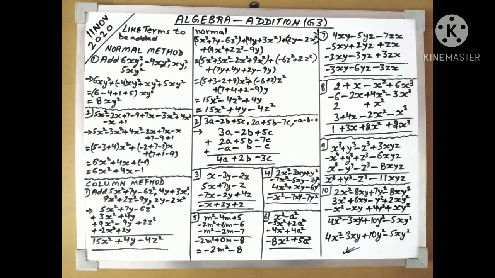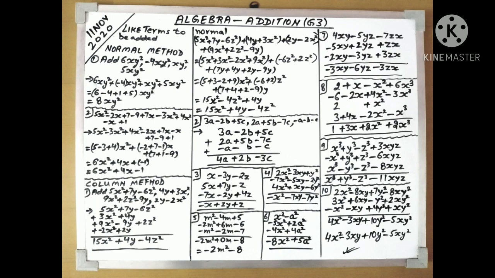Same way, 7y plus 4y minus 9y plus 2y will give us 4y. Same way, minus 6z square plus 2z square will give us minus 4z square. So we get the final answer as 15x square plus 4y minus 4z square. You can check this answer by doing the horizontal method also, the normal method, right? You'll get the same answer as I explained earlier.